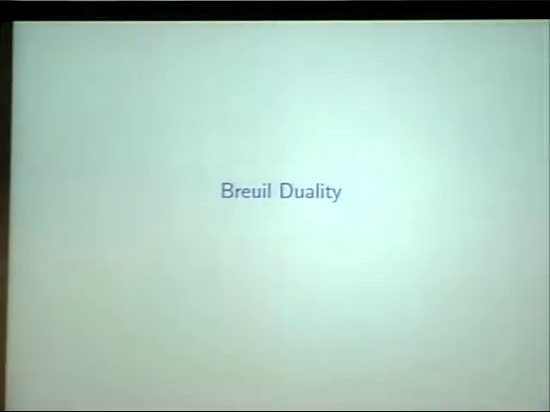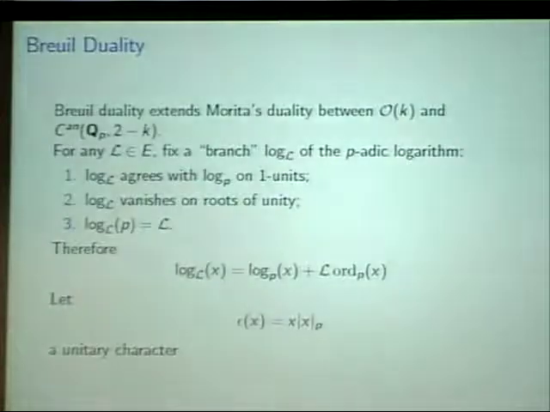So now we go back to the p-adic upper half plane for a little while to talk about Breuil duality. Breuil duality is an extension of Morita's duality between rigid analytic forms on the upper half plane and boundary distributions. So I need a little bit to see where the L comes in. Actually, this was in Kieran's talk yesterday. We need to choose a branch of the p-adic logarithm. So a branch of the p-adic logarithm means we take log L so that it's a homomorphism. It has to vanish on roots of unity. It agrees with the usual p-adic logarithm on the one-units, but we make the log of p be this number L.